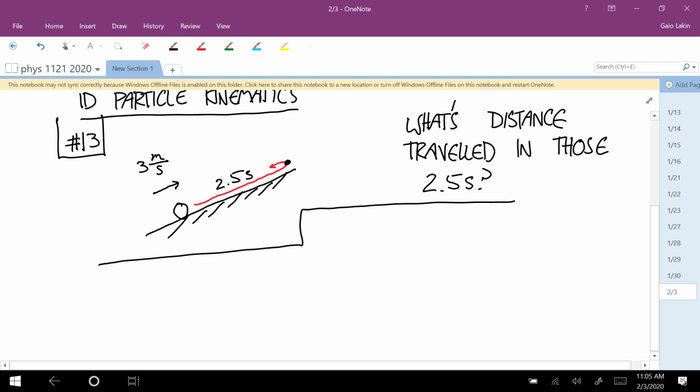Okay, well, the first thing we have to do is choose a zero position, a positive direction, and a time equals zero. I'll choose the zero position to be when we know the velocity. We're given the speed, we're given the direction, so we can turn that into a velocity. And I'm going to call the positive direction that way. And then time equals zero, I'm going to say that's at that instant.